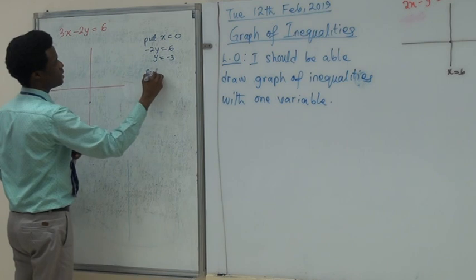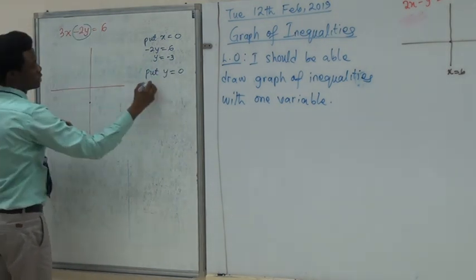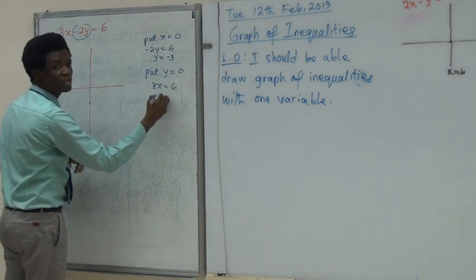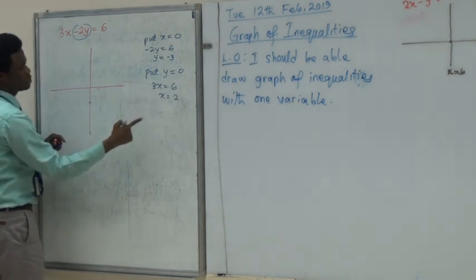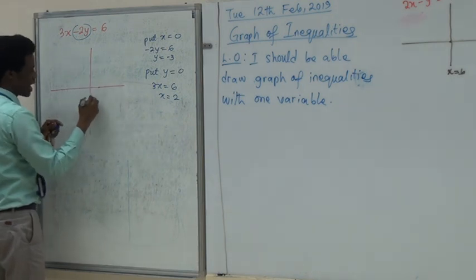Then put y is equal to 0, then this whole thing is gone. 3x will be equal to what? 6. Then x is what? 2. It means when y is 0, x is 2. Y is 0, x is 2. So I have these 2 points.